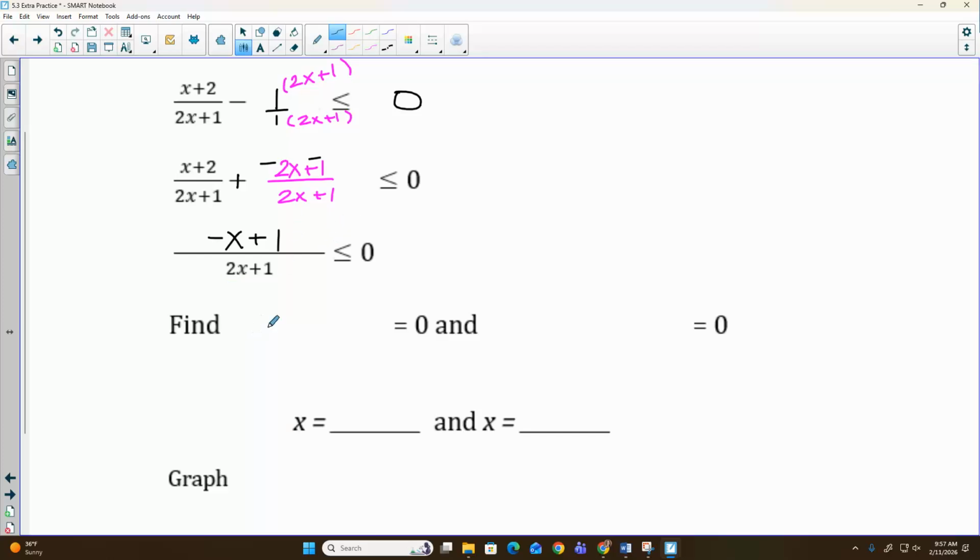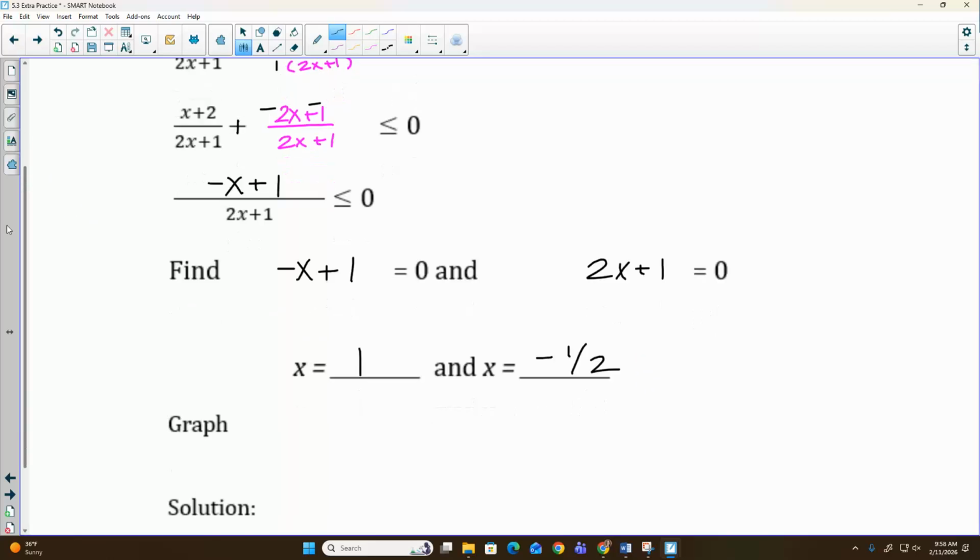Now we set the top and bottom equal to 0. So what makes the top equal 0 and the bottom equal 0? All right, if I solve this, we get x to equal 1. Over here, subtract the 1, divide by 2.